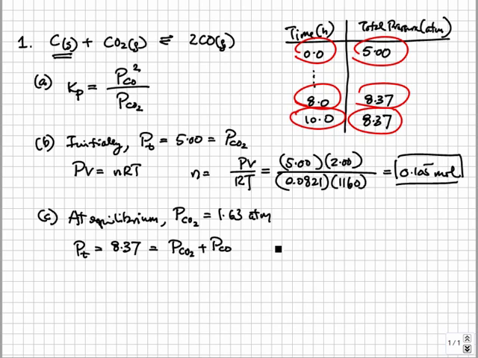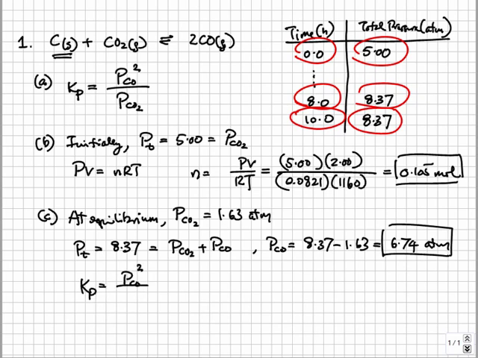The equilibrium mixture contains only two gases, CO2 and CO. Therefore, we can compute the CO partial pressure, which is the total 8.37 atmosphere, minus the CO2 pressure, which is 1.63 atmosphere. It comes up to be 6.74 atmosphere. To compute the value for Kp, we plug these two partial pressures into the equilibrium expression. We get 27.9.